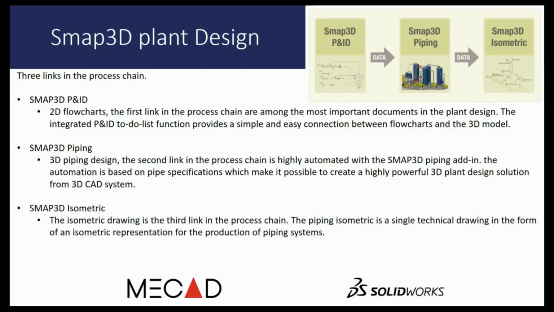SMAP3D Isometric. The isometric drawing is the third link in the process chain. The piping isometric is a single technical drawing in the form of an isometric representation for the production of piping systems.